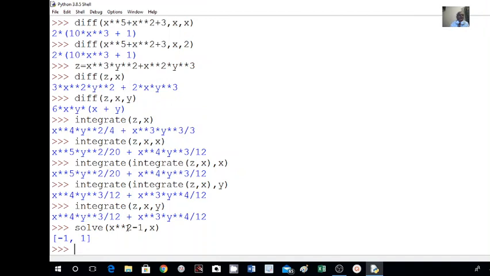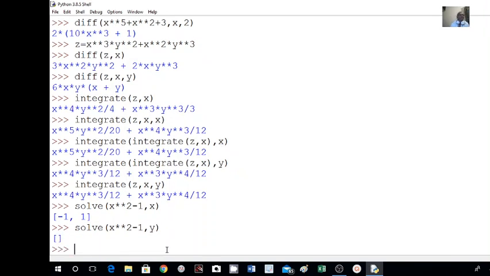Here write the function to be solved and comma, then in terms of what? In terms of x, we can write x here. Suppose if I give y here, what happens? I think it is empty. It is empty because there is no y term here, so there is no question of solving for y.